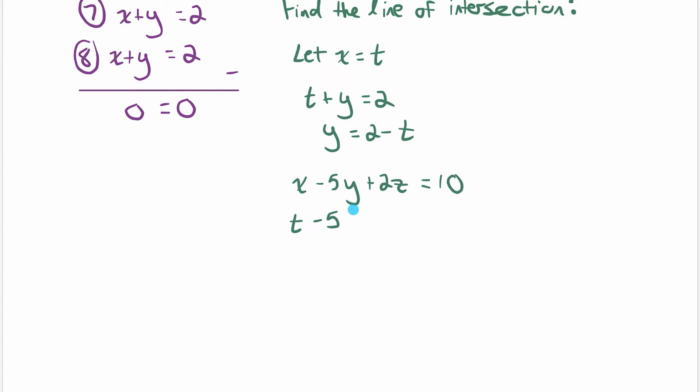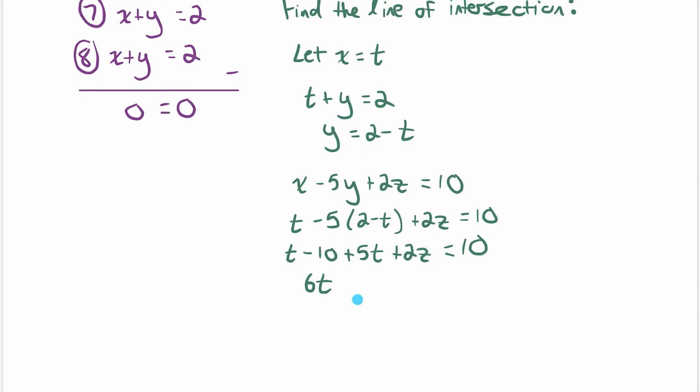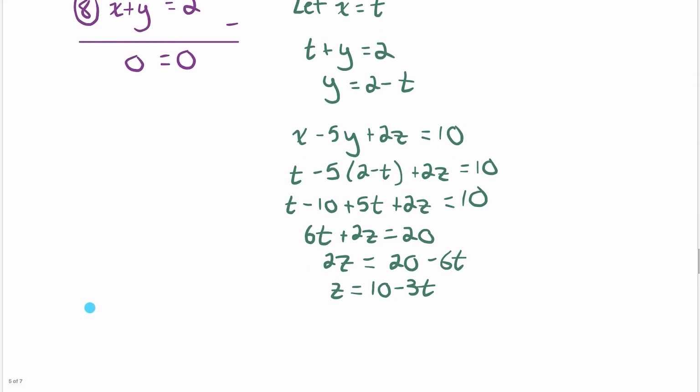Let me change the y to 2 minus t. And I have to now isolate for z. So I have t minus 10 plus 5t plus 2z equals 10. So I have 6t. And I'll move the negative 10 over to give me 20 on the right. I'll then subtract the 6t to the other side, 20 minus 6t, and then lastly divide by 2. I have 10 minus 3t. So I have the parametric equations of the line.